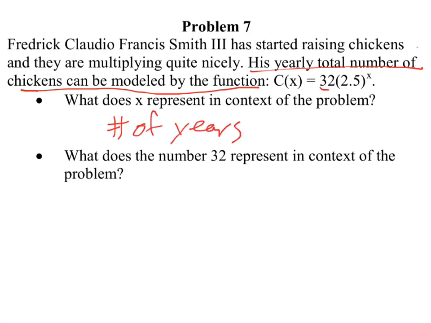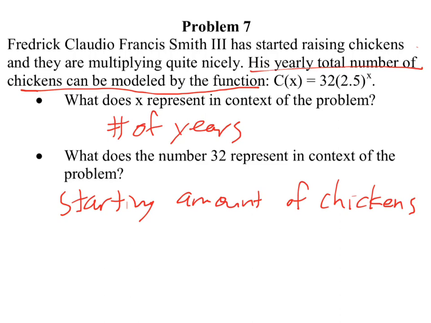And the 32 in this problem is going to represent the starting amount of chickens. Right, so there you go, 32 chickens to start with.